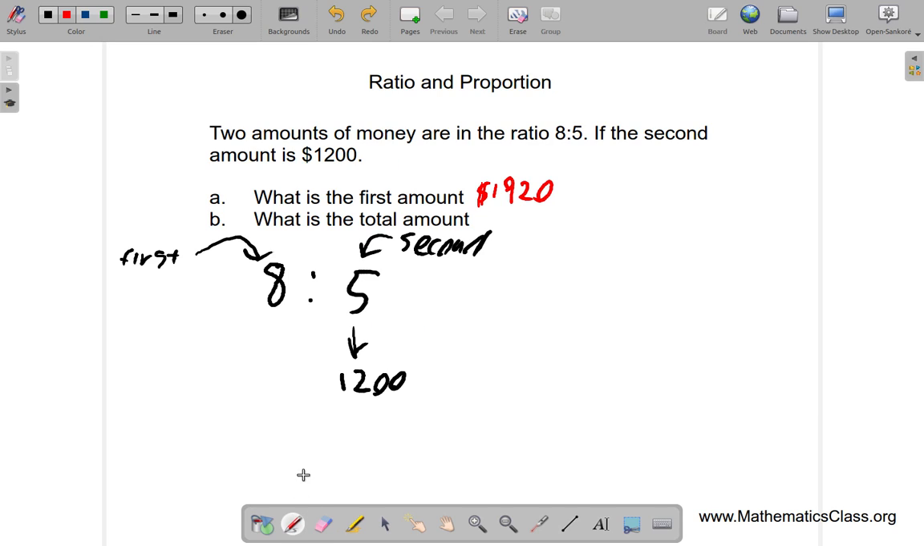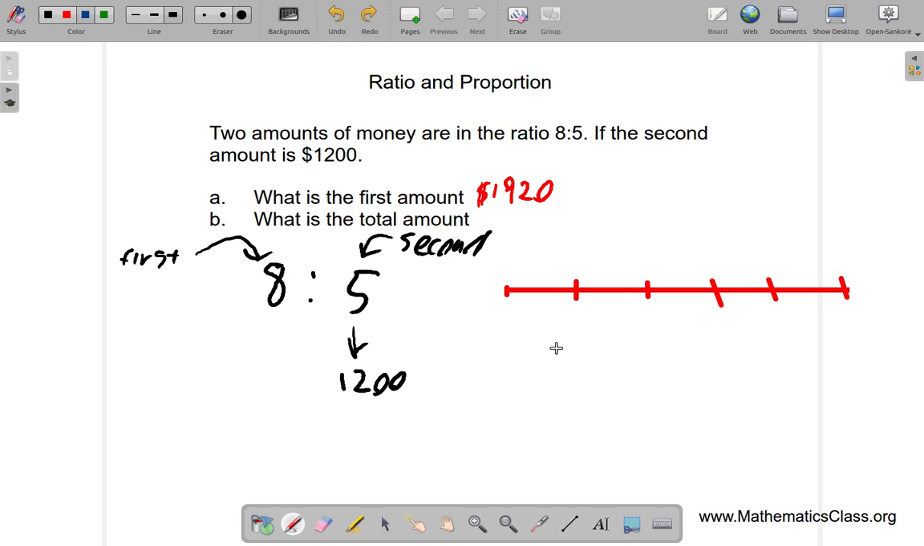It says the two amounts of money are in the ratio 8 to 5. The second amount is 1,200. So what you can do is say the second amount, concentrate on the second amount right now. So you have a line and you divide the line into 1, 2, 3, 4, 5 equal parts, because it says 8 to 5. You want to know what is the size of each part.